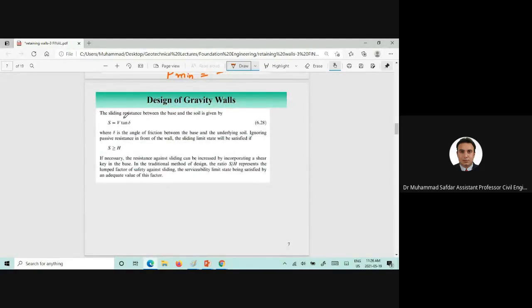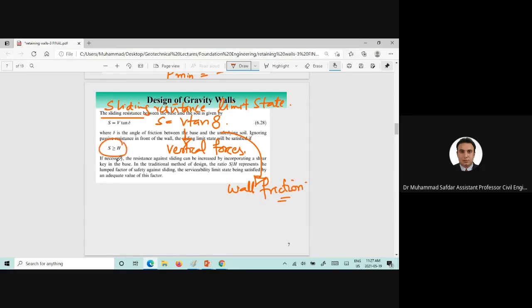Now, for sliding resistance or the sliding limit state, we can use this equation, which is S equal to V tangent delta, where V is the summation of vertical forces here, and delta is the wall friction. Now, in order to satisfy the sliding resistance limit state, the sliding resistance must be greater than or equal to the horizontal forces which are exerted onto the retaining wall.